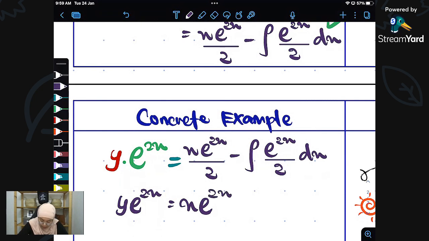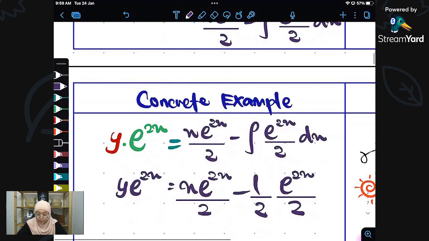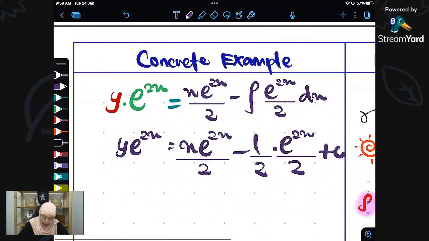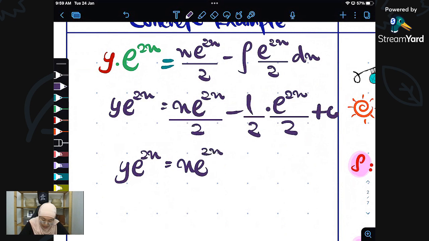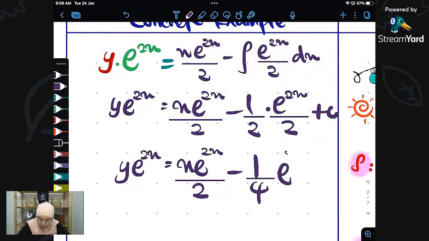What do I get? So here I will get negative 1 over 2 exponent 2x over 2, right? Then don't forget to put plus c. Therefore, since this is times, I am not yet finished. I need to continue, simplify it. I will get 1 over 4. Am I right? I will get 1 over 4 exponent 2x plus c.